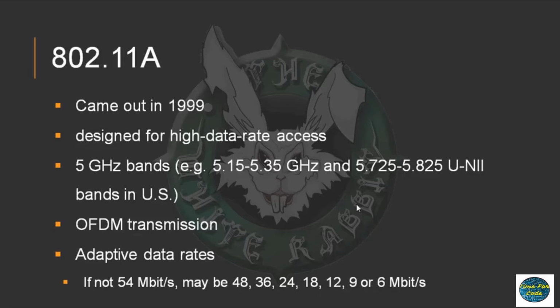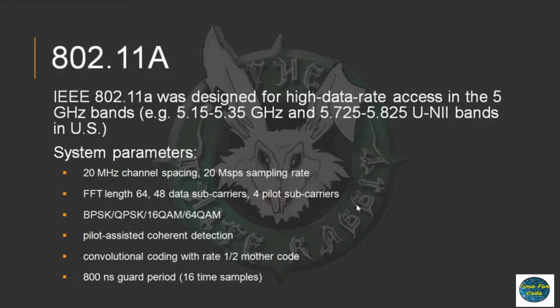Another point about 802.11a is that it offers adaptive data rates. So if you're not able to actually get the 54 megabits per second maximum data rate, you can still communicate, but the data rates might be scaled back to 48, 36, 24, and so on megabits per second. This depends on the channel conditions. It will try to give you higher data rates if possible. And here are some of the system parameters having to do with the OFDM system.